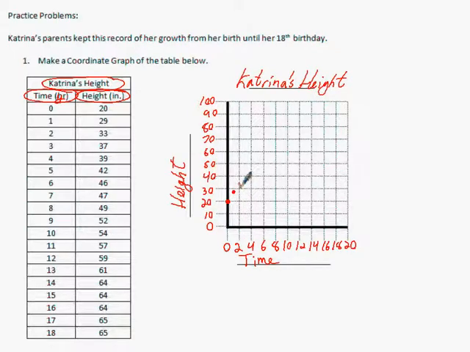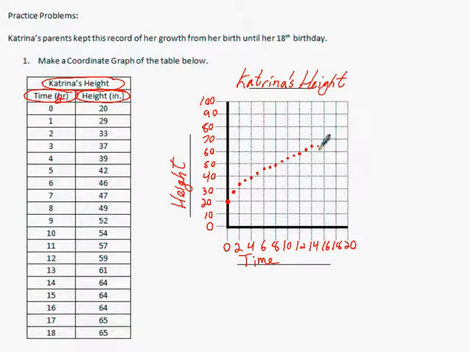2 is 33. 3 is 37. 4 is 39. 5 is 42. 6 is 46. 7 is, oops, sorry, 47. 8 is 49. 9 is 52. 10 is 54. 11 is 57. 12 is 59. 13 is 61. 14 is 64.